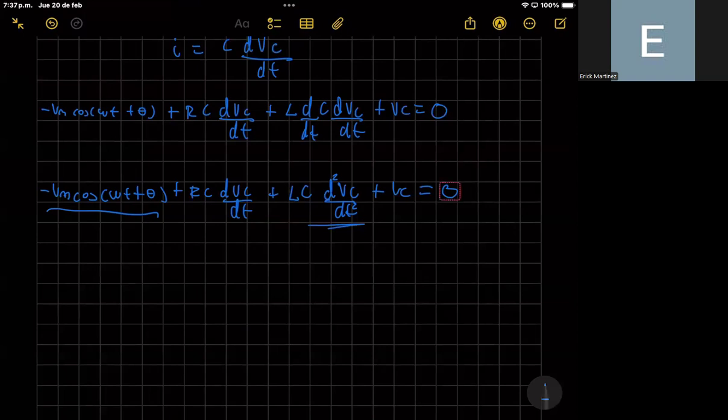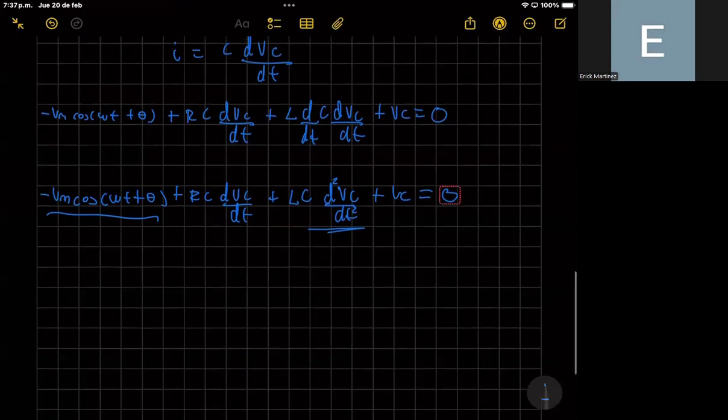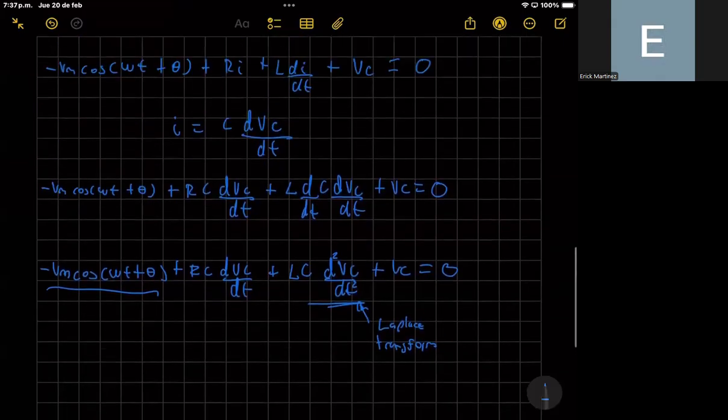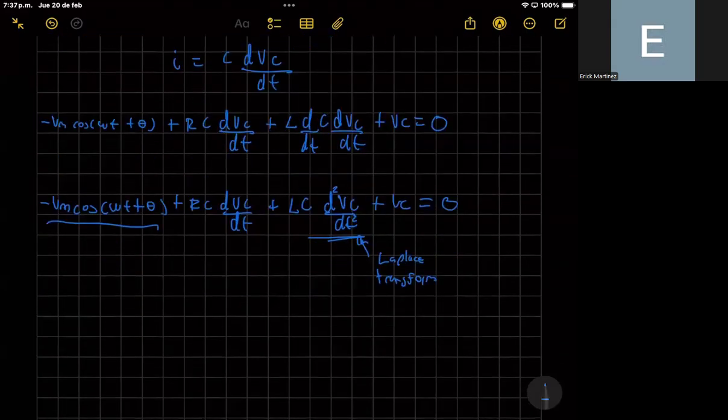In fact, one way in which you can solve this differential equation is using the Laplace transform. You can solve this using the Laplace transform, but this can be very challenging. In fact, it is not too complicated. You can solve all of this using the Laplace transform.